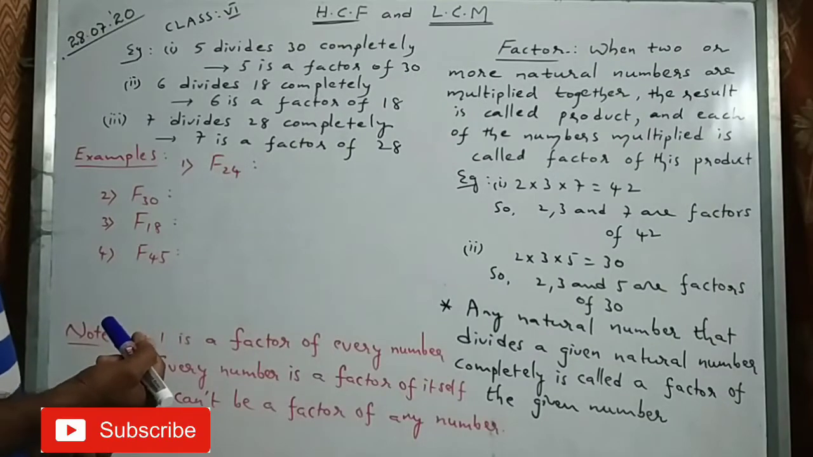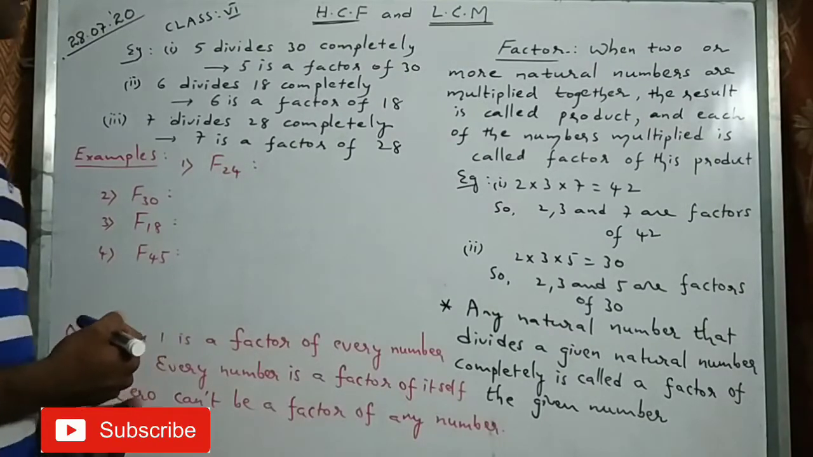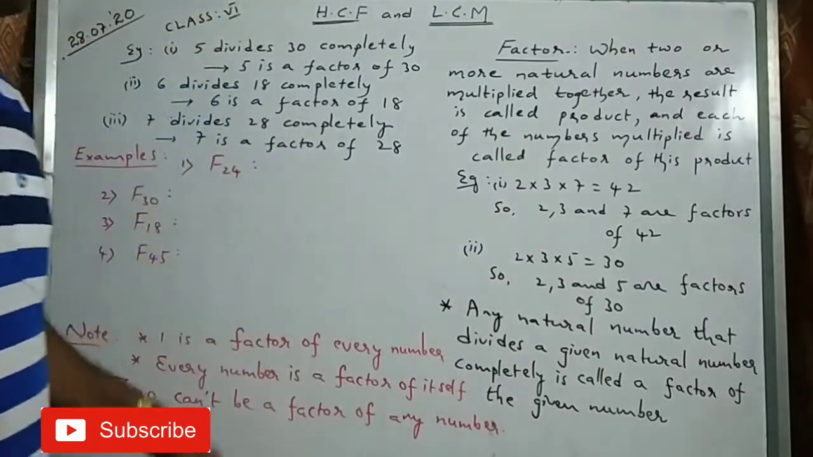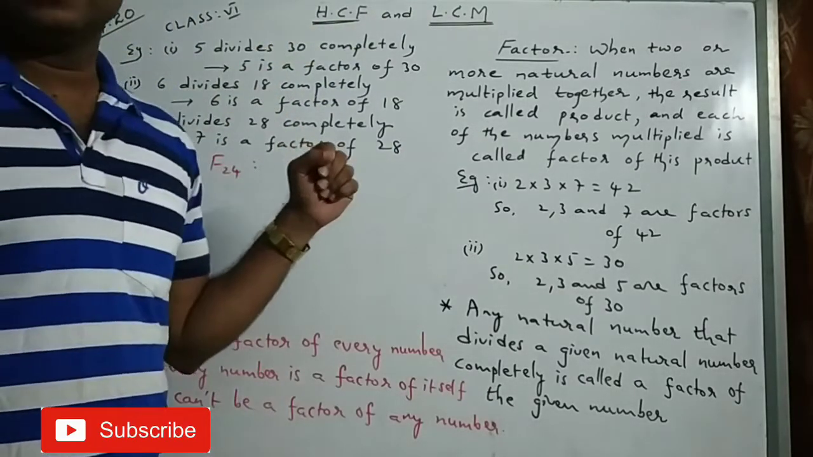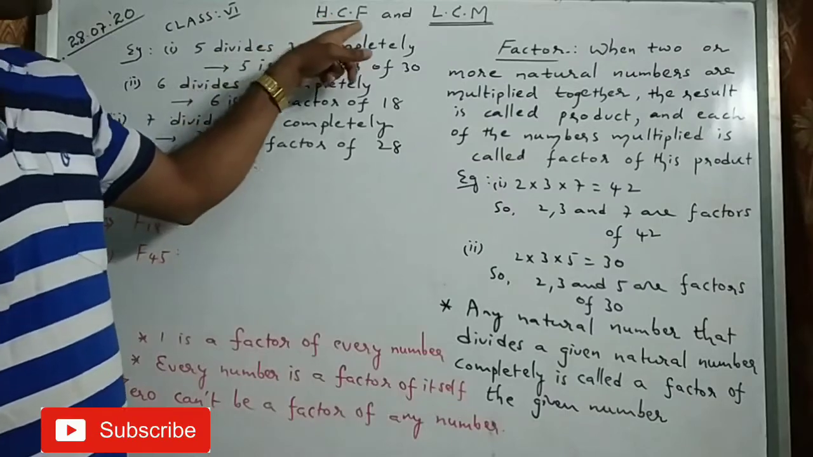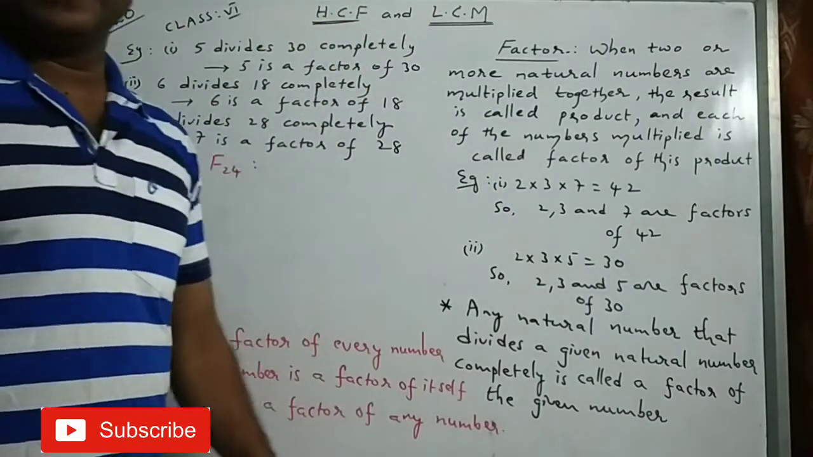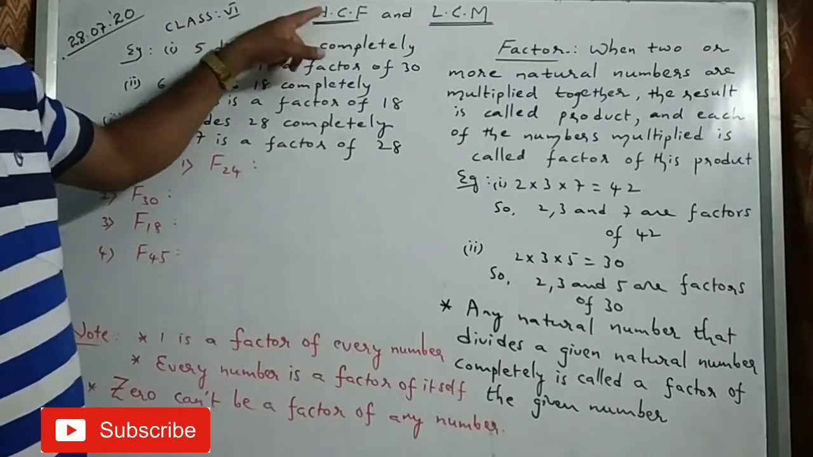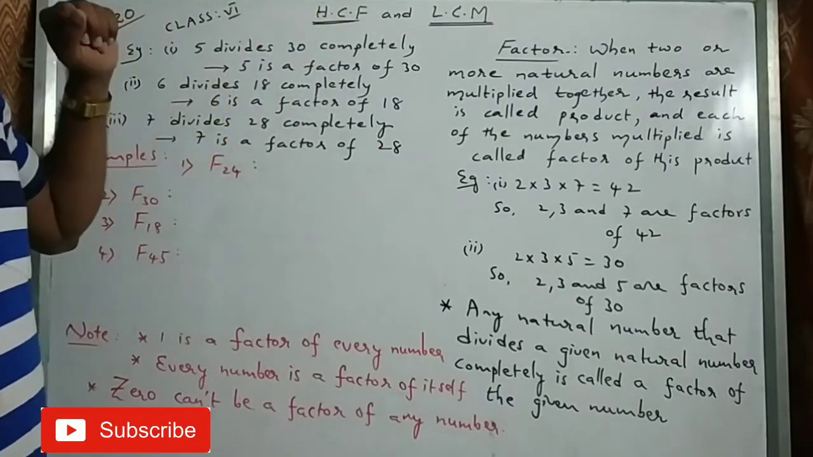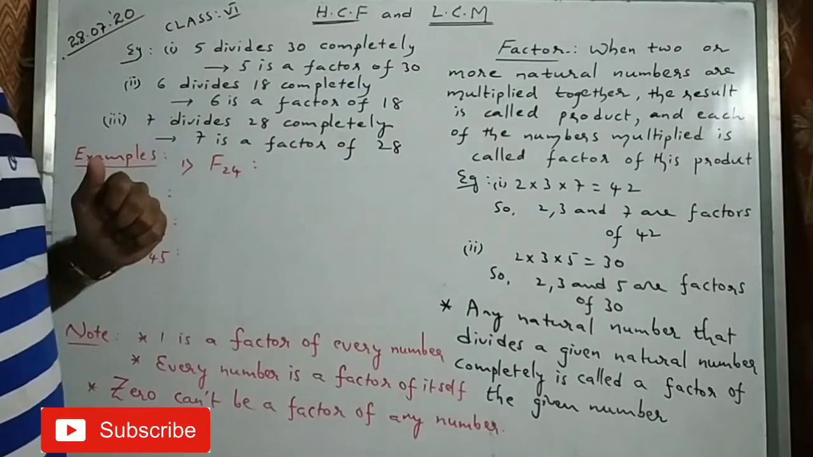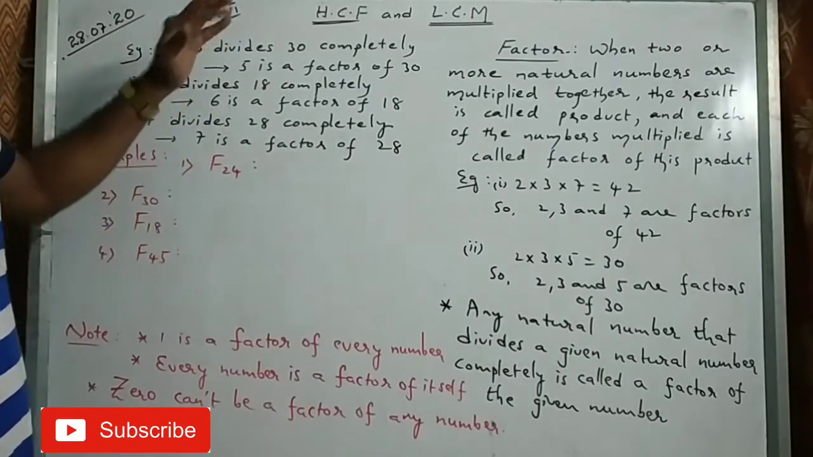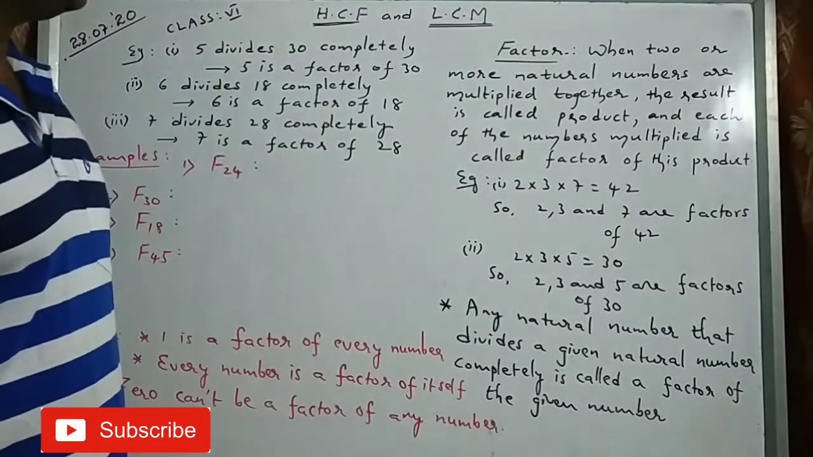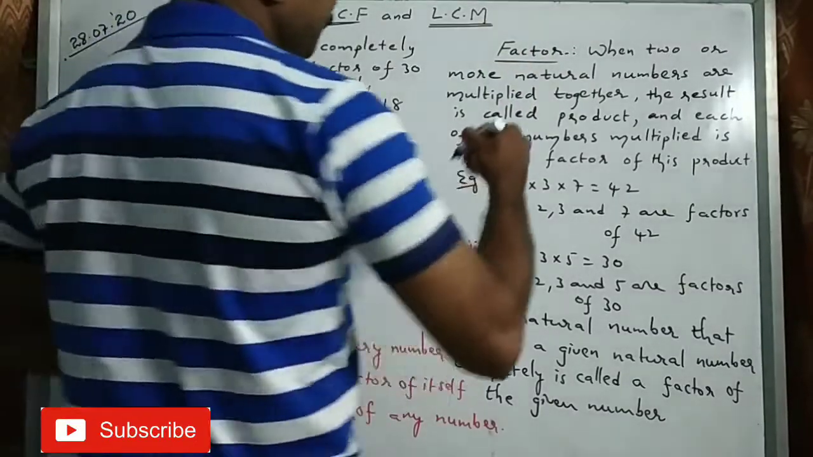Today in number system there is another topic called HCF and LCM. HCF means highest common factor, LCM means least common multiple. Highest common factor, least common multiple. Before knowing about those, first let us learn about factor.